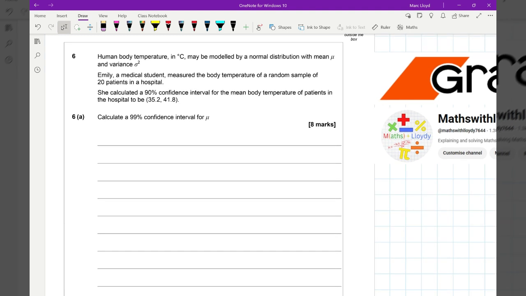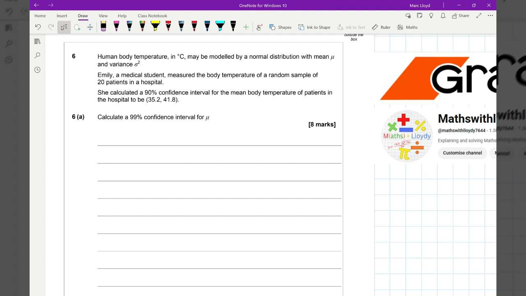So, human body temperature in degrees may be modelled by a normal distribution with mean mu and variance sigma squared. Emily, a medical student, measured the body temperature of a random sample of 20 patients in a hospital. She calculated a 90% confidence interval for the mean body temperature of patients in the hospital to be 35.2 to 41.8. Calculate a 99% confidence interval for mu.